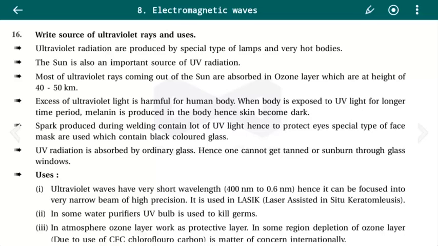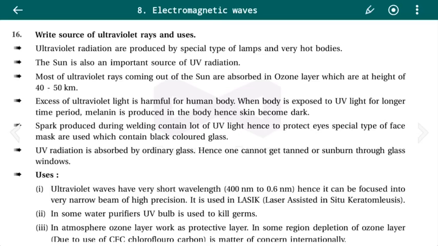Now let us see the ultraviolet rays and their uses. Ultraviolet radiation is produced by special types of lamps and very hot bodies. The sun is also an important source of UV radiation. We already know that the sun emits UV rays, so it is one of the sources of UV radiation. And also the special lamps and hot bodies can produce ultraviolet rays.